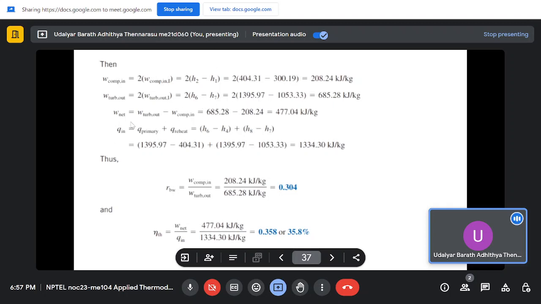So now we found the net work output, and Q in is Q primary plus the reheat which we are given. So Q in is H6 minus H4 plus H8 minus H7. That is the net heat addition, which will come out to be 1334.30 kilojoule per kg.